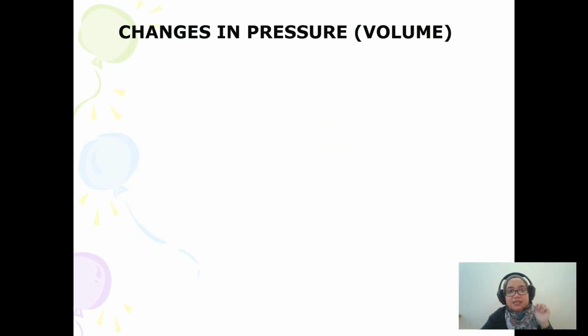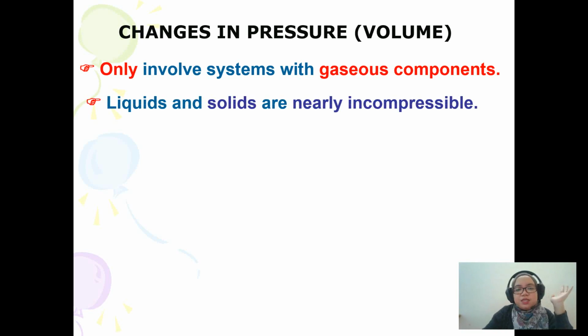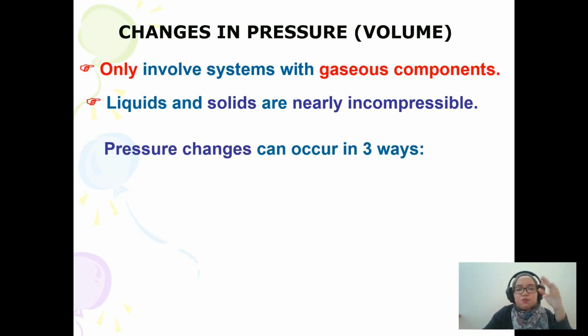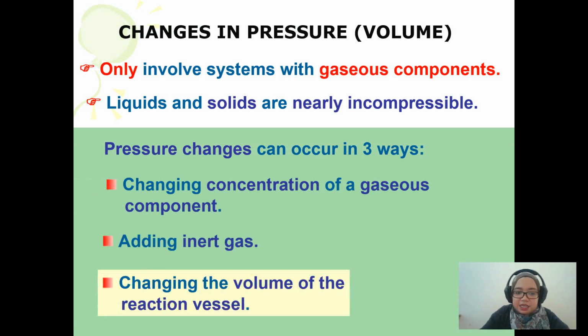So now let's look at the second factor, which is changes in pressure by changing the volume. Okay, so this only involves systems with gas components. So kalau yang aqueous semua, dia tak akan involve change in pressure lah. Okay, so liquids and solids are nearly incompressible. So pressure changes can occur in three ways. Okay, when we change the concentration of gas components, add inert gas, or change the volume of the reaction vessel.